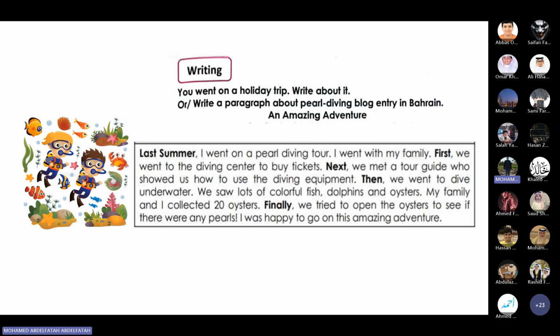Okay, students? Students, tell me, which is better, to write a given model or to write your own ideas? Ali, Rashid, for example. Ali.